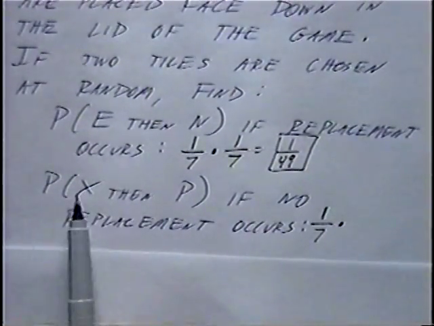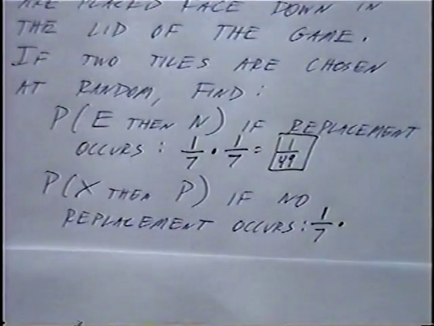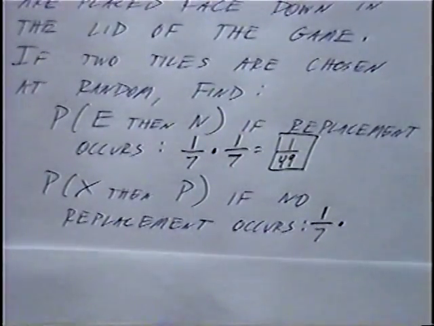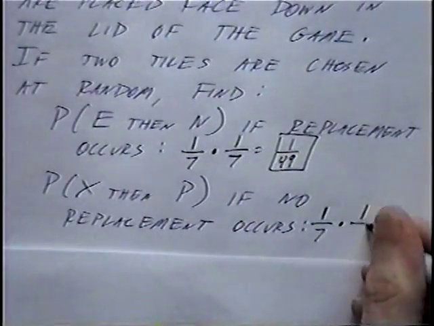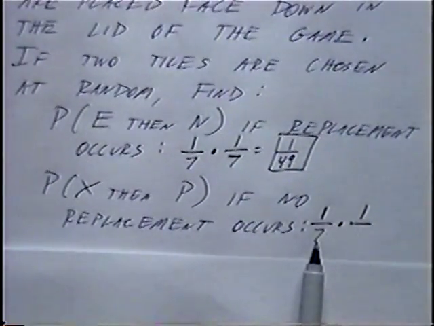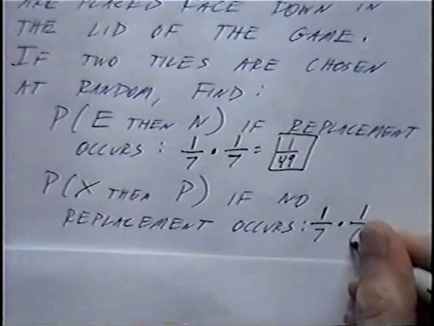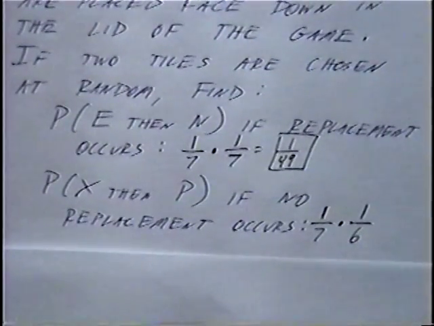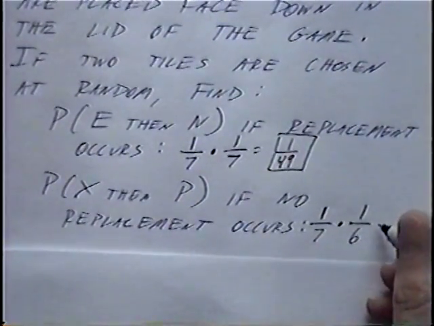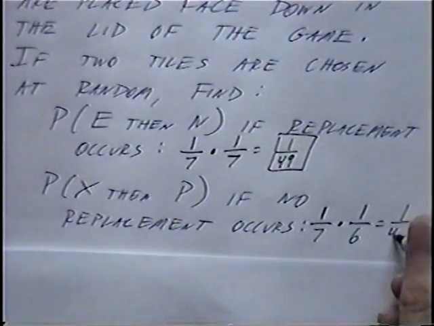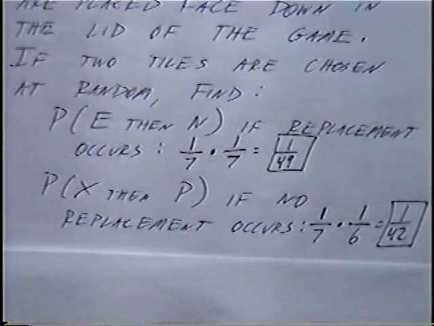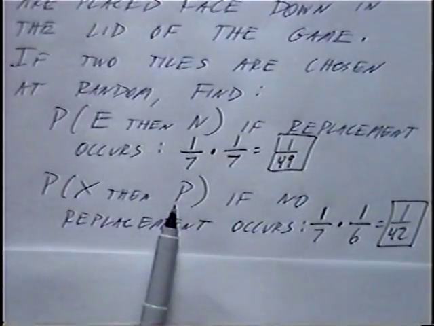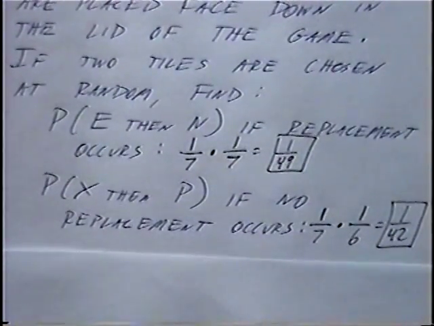Once we take that X out, again, the X is no longer among the letters, so it reduces our possible outcomes. Chance of drawing a P, there's a single P. And instead of 7 letters, since we took the X out and did not replace it, there are now 6 letters in the box. Multiplying across, our final answer for this problem would be 1 over 42, which is the chance of drawing an X, then a P, if no replacement occurs.